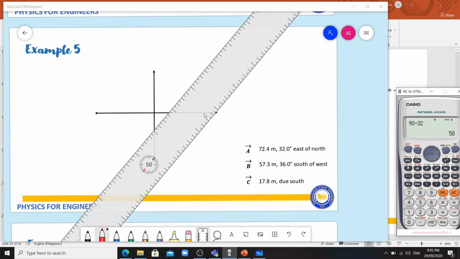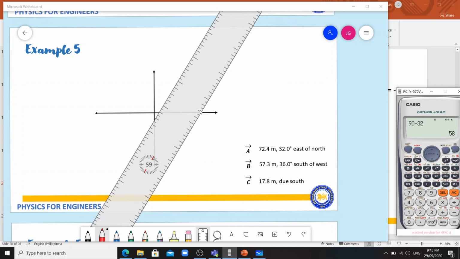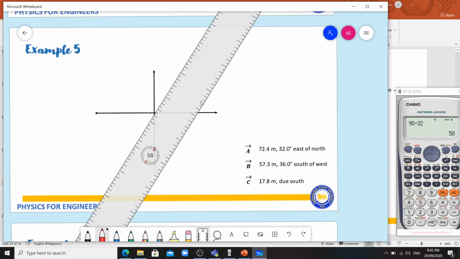58. Yan. Okay. Drawing ulit. O, dahil siya pinakamahaba, dahil 72, habaan natin. O, tansya-tansya lang to ha. Try nyo i-drawing sa bahay. Yan. Then, 36, yung vector B, ito yung vector A.